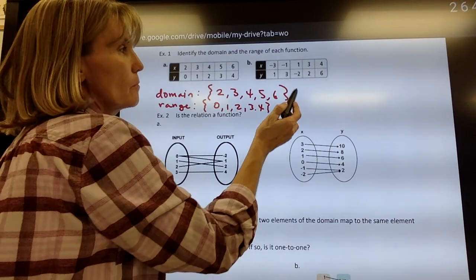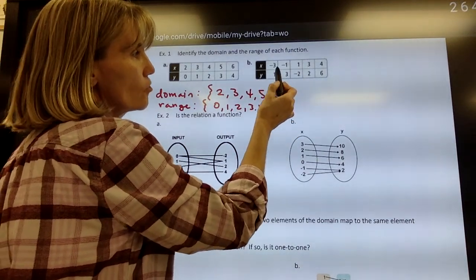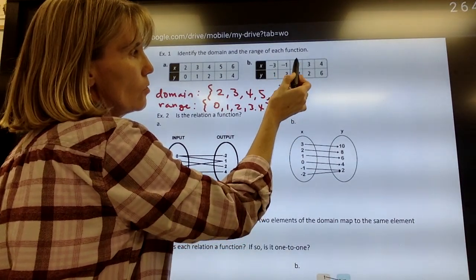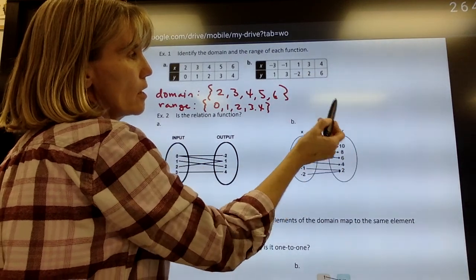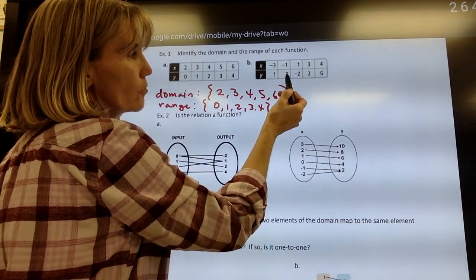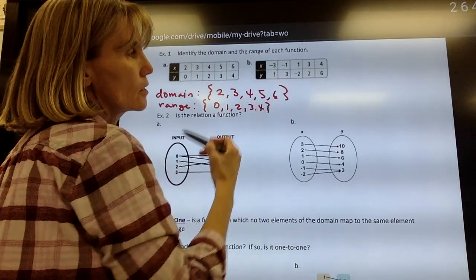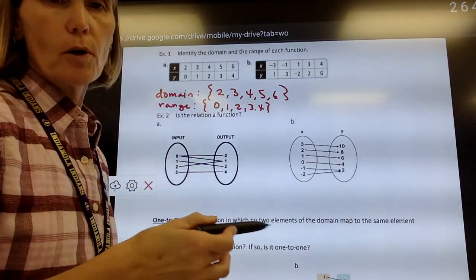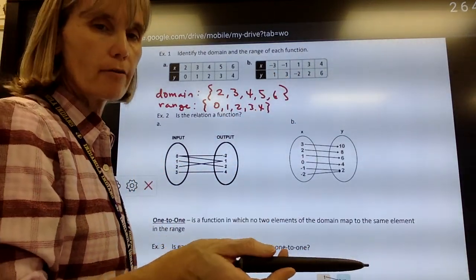Okay, same thing with example B. You'd say your domain values are -3, -1, 1, 3, and 4. And your range values would be 1, 3, -2, 2, and 6. You don't have to put them in numerical order. You can if you want to, but you don't have to.